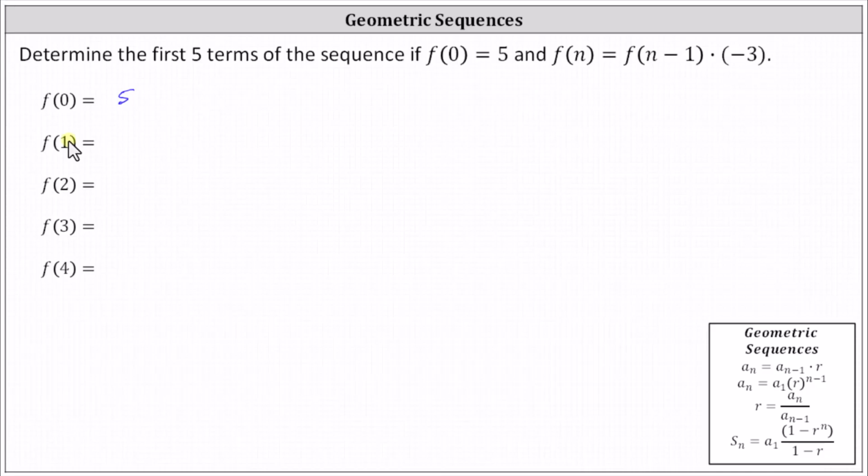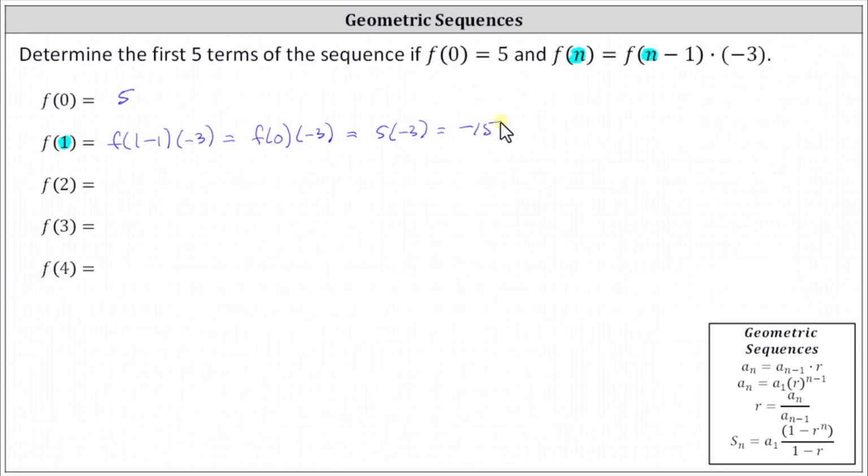Notice when determining f of 1, n is equal to 1, which indicates f of 1 equals f of the quantity 1 minus 1 times negative 3. Simplifying, 1 minus 1 is 0. F of 1 equals f of 0, the previous term, times negative 3. F of 0 equals 5, which indicates f of 1 equals 5 times negative 3, which is negative 15.